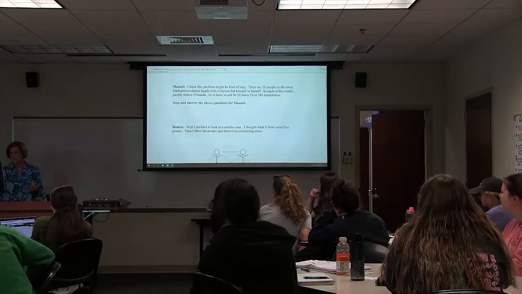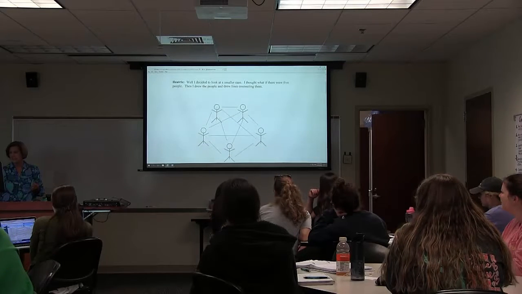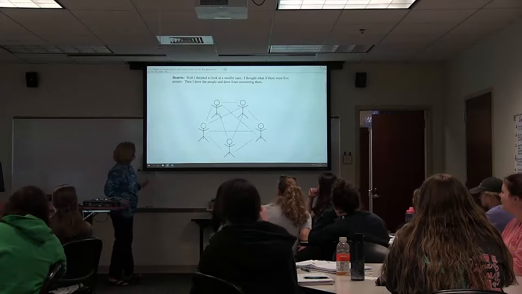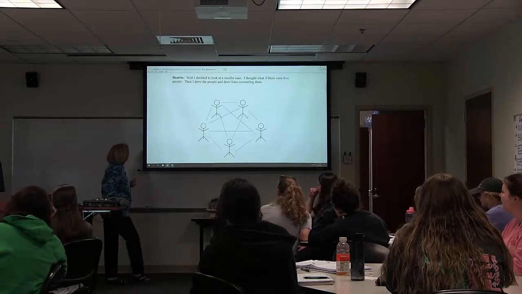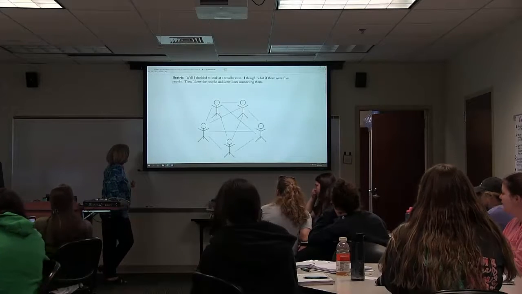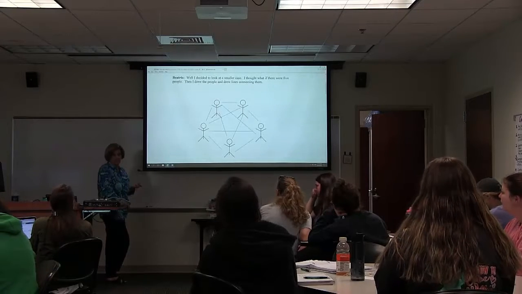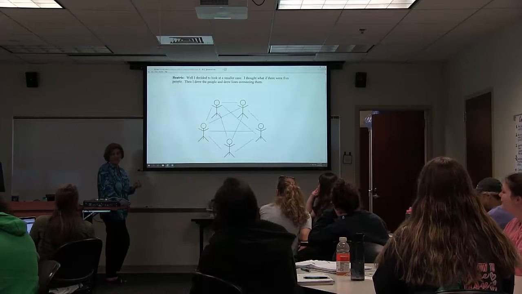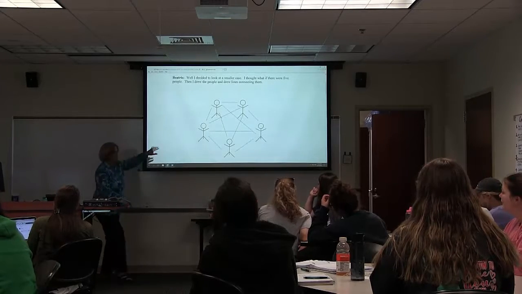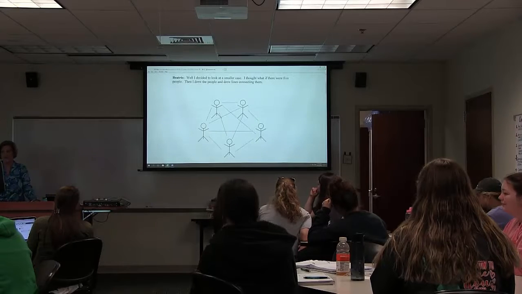All right, let's look at what Beatrice did. She said, well, I decided to look at a smaller case. Okay? I thought, what if there were 5 people and I drew the lines connecting them? Kind of like what you did, Justin, right? Yeah. Okay. Except we've got them in a circle here. What do you think about that method?